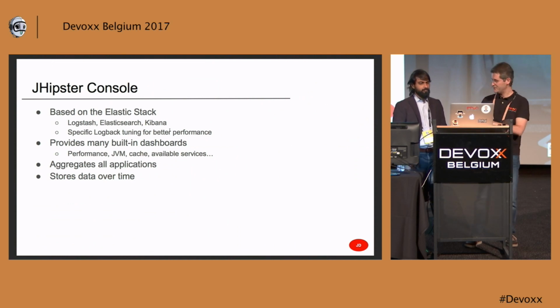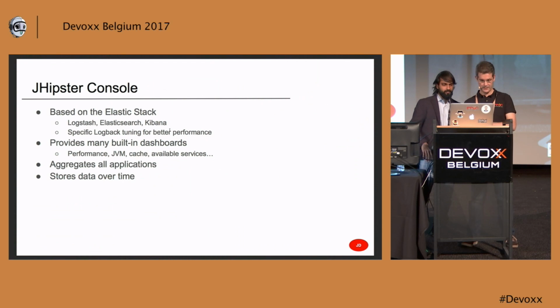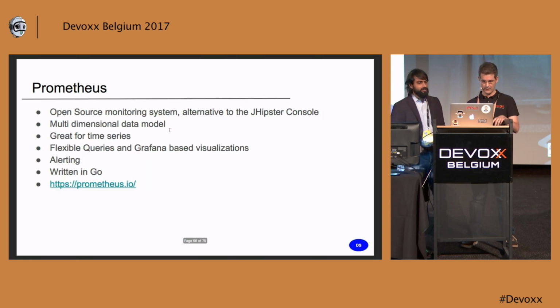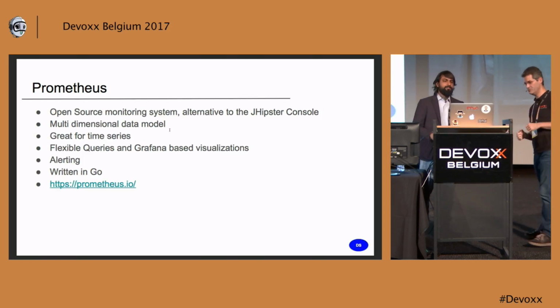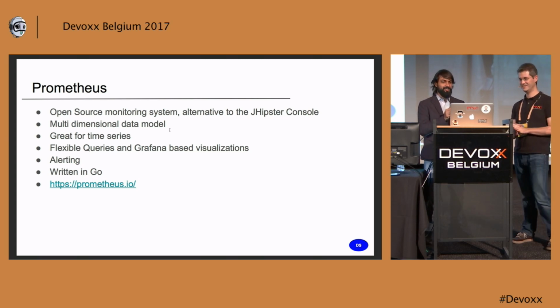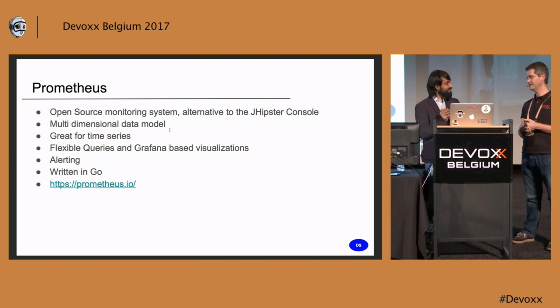So back to the JHipster console, which stores data over time. We have a demo for that as well, and yes, we will have time for the demo. Okay, more options. As we said, more options. We pretty much cover everything in the microservice world, I guess.